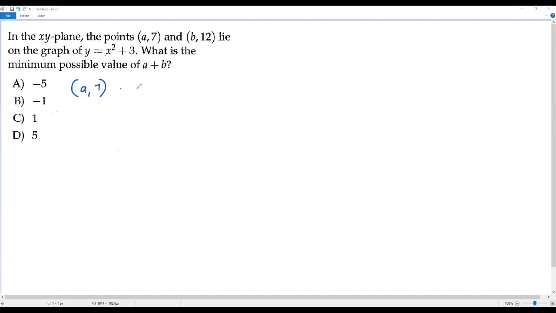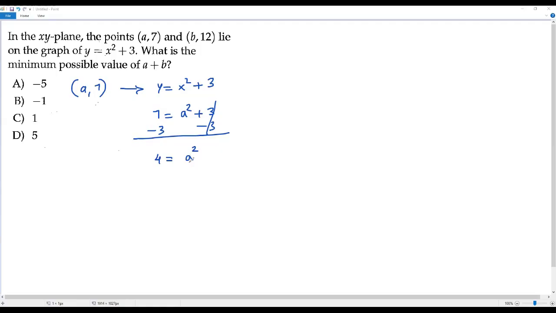First, let me write the given function as it is. That is y equals x squared plus 3. Now I'm going to plug in a for x and the y coordinate 7 for y. Then I'm getting 7 equals a squared plus 3. Now let's solve for a squared in this equation. For that, we have to isolate a squared. Let me get rid of this positive 3 by subtracting 3 from both sides. When I do so, this positive 3 and negative 3 will cancel out. 7 minus 3 is just 4 equals a squared.